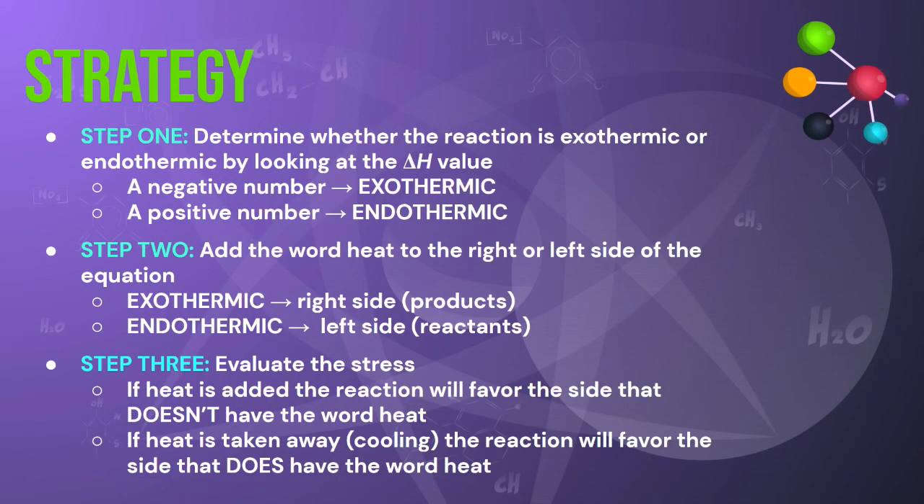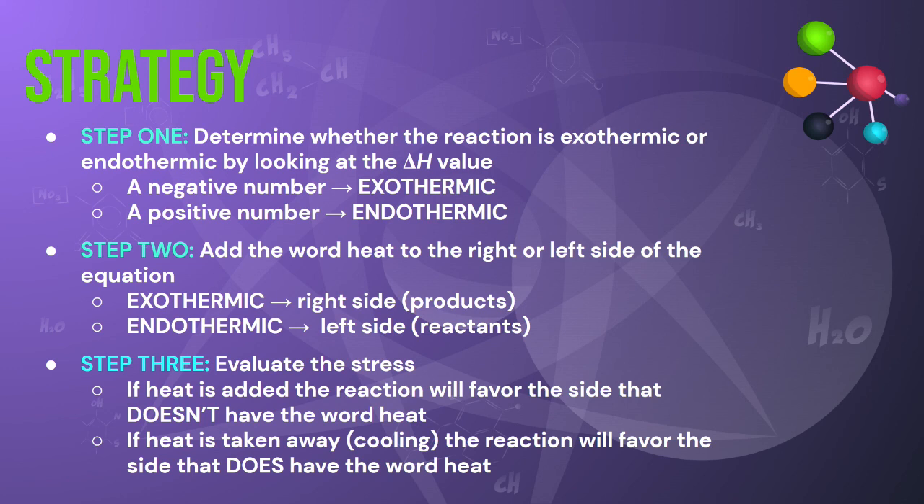Solving problems like the ones covered in this video can be done confidently by following 3 easy steps. In step 1, you should determine whether the reaction is exo or endothermic by looking at the delta H value. A negative number tells you that it's exothermic, while a positive number means it's endothermic. Next, I would write the word heat on either the right or left side of the equation. If we found our reaction to be exothermic from step 1, we want to write the word heat on the right side, as if it's a product. On the other hand, if it's an endothermic reaction, we write the word heat as a reactant on the left side.